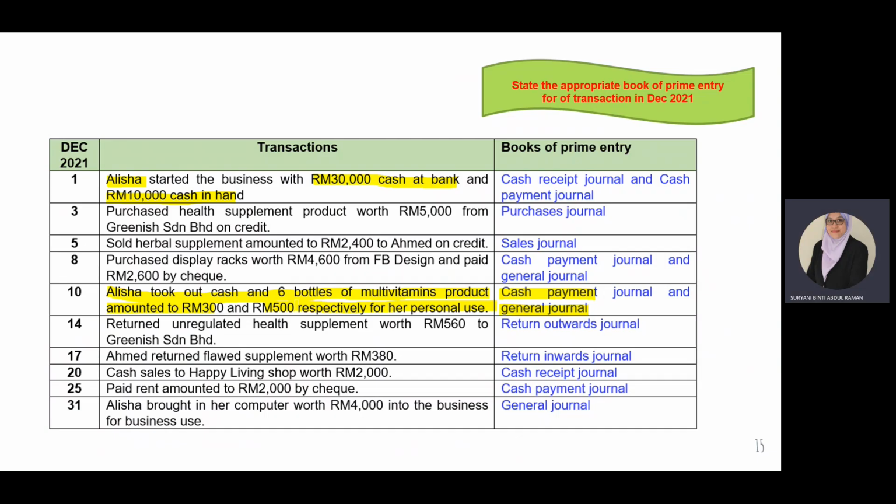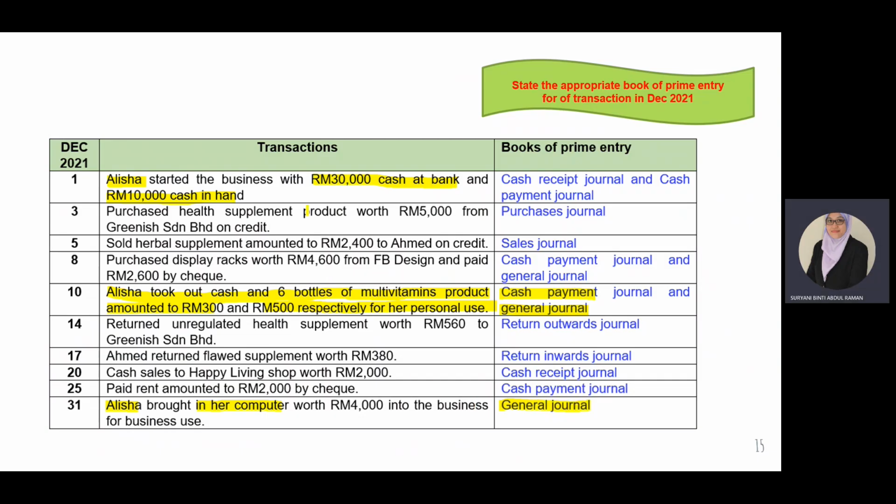Okay, another example we can look is on 31st of December. Alisha brought in her computer worth 4,000 into the business. Alisha is the owner. She brought in her computer into the business for business use. There is no cash flow involved. There is no purchase of goods. Instead, she brought her asset to the business for business use. Therefore, the most suitable is general journal.